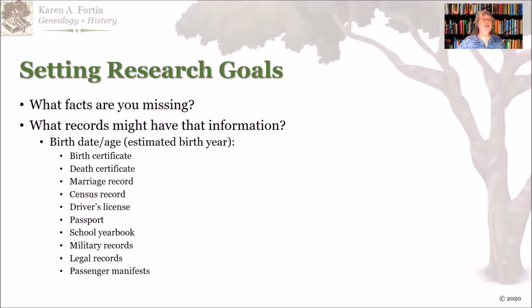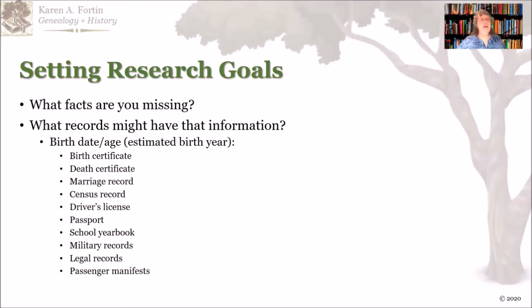Family history collection items that you may have might also be helpful, such as an old driver's license or a passport. Even an old school yearbook could help. Look to see when the book was published and what grade the child appeared in. From that, you can probably estimate how old they are and approximately when they were born.